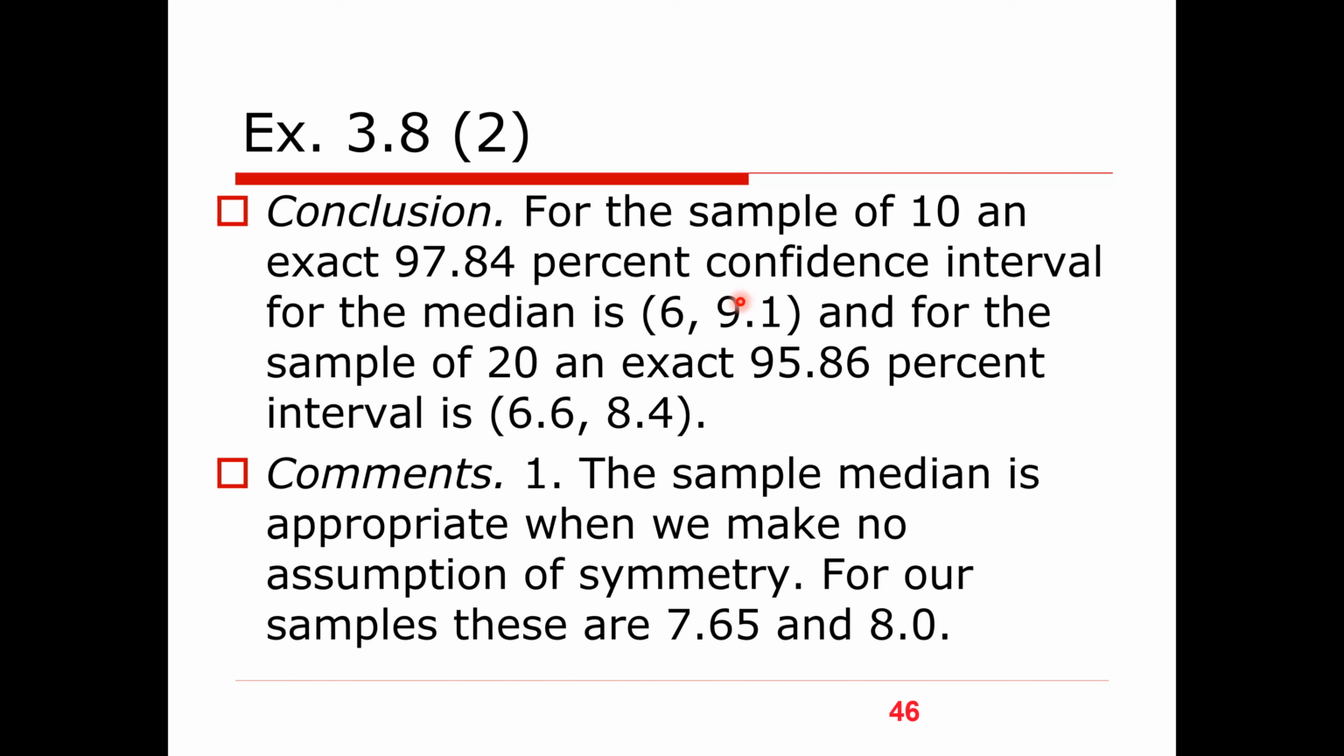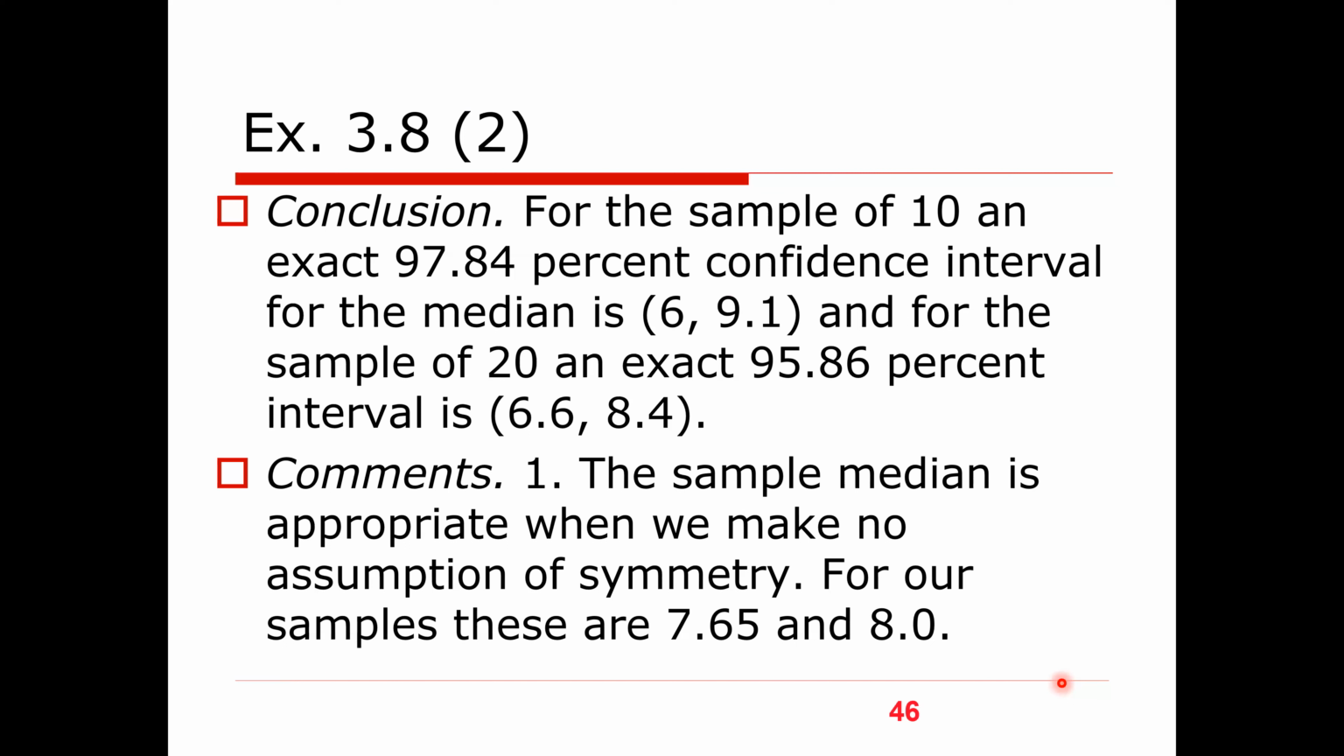Of course, because the sample size is small, and we can't match up the median, the numbers as closely with what we desire, and close to the exact values of the confidence level. So the sample median is appropriate. We make no assumptions about symmetry. For example, these are 7.65 and 8 for the two values, the median and mean. If we don't have symmetric data, we can still talk about medians responsibly, right?